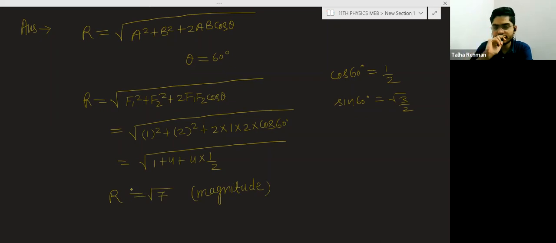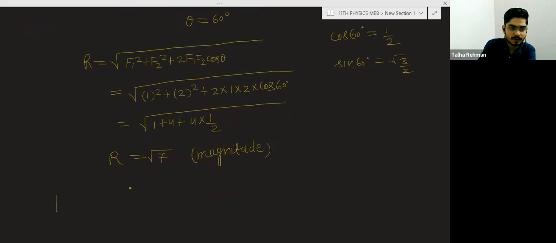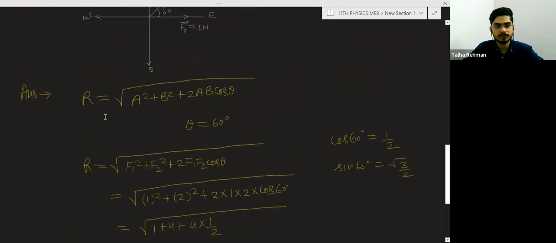Now we will calculate the direction part. Direction is given by this formula. Tan of beta is equal to b sin theta divided by a plus b cos theta. This is the formula.